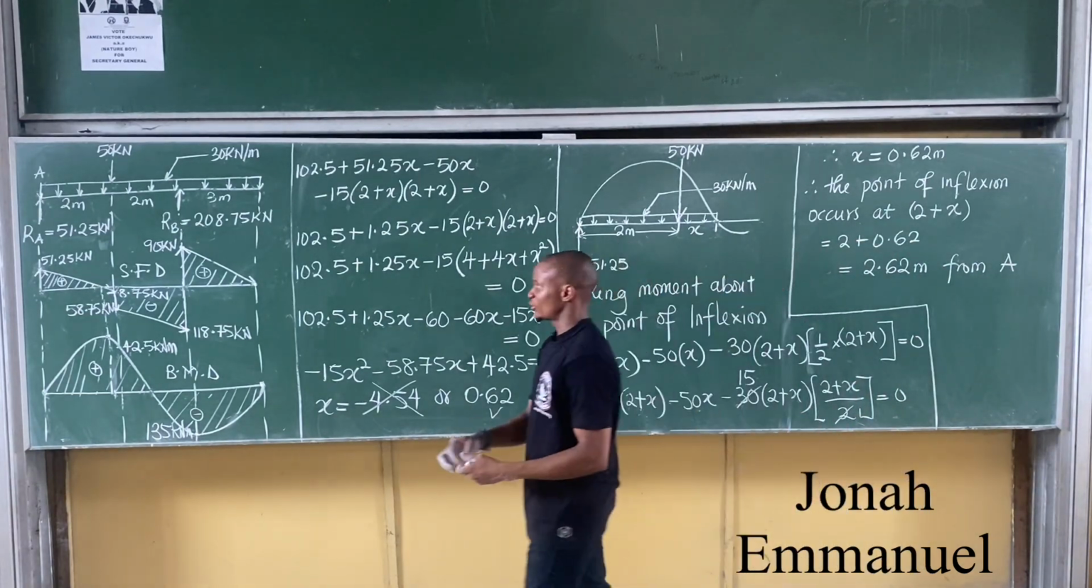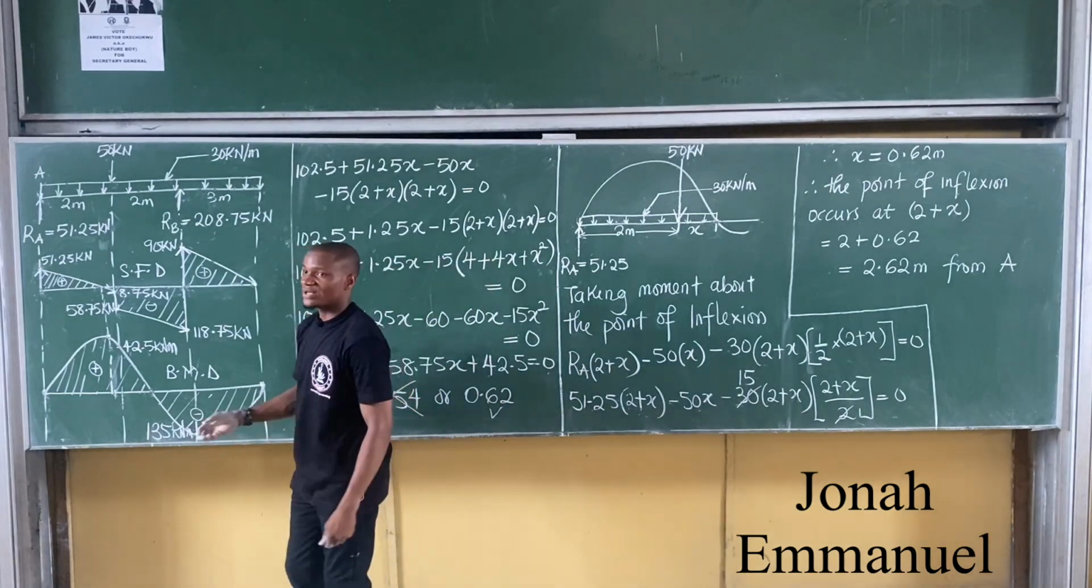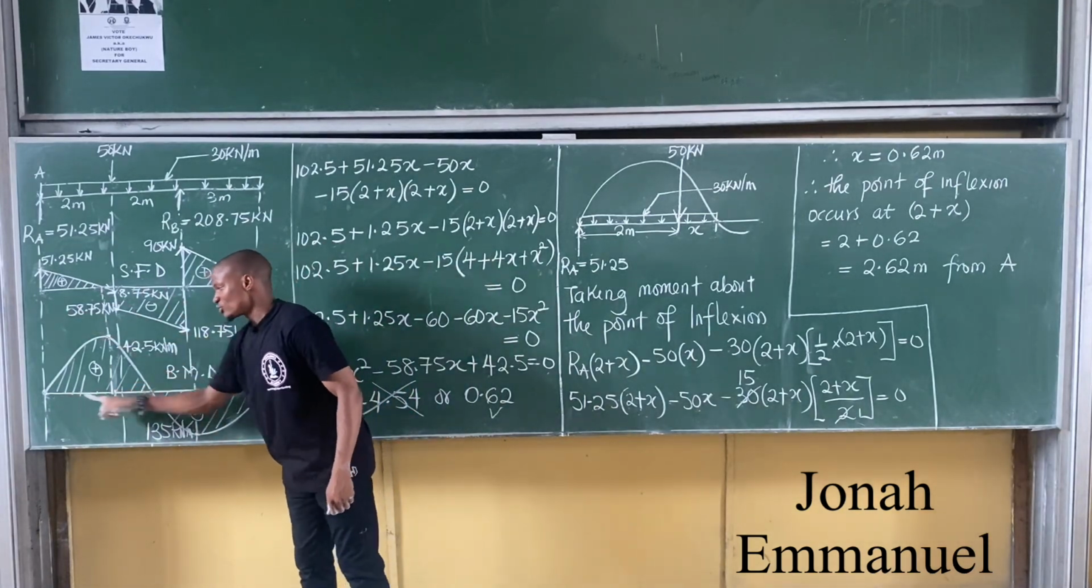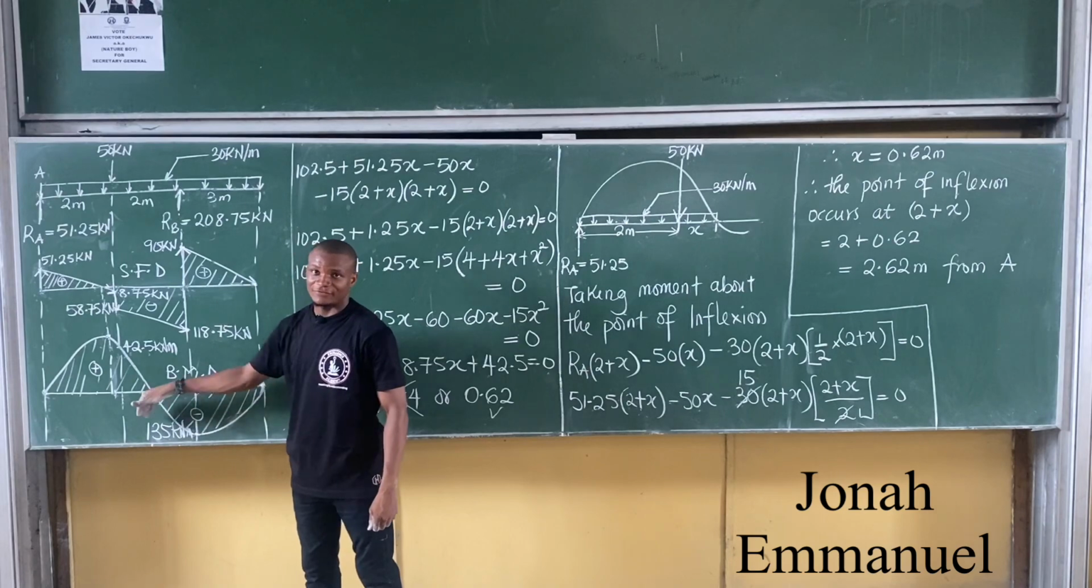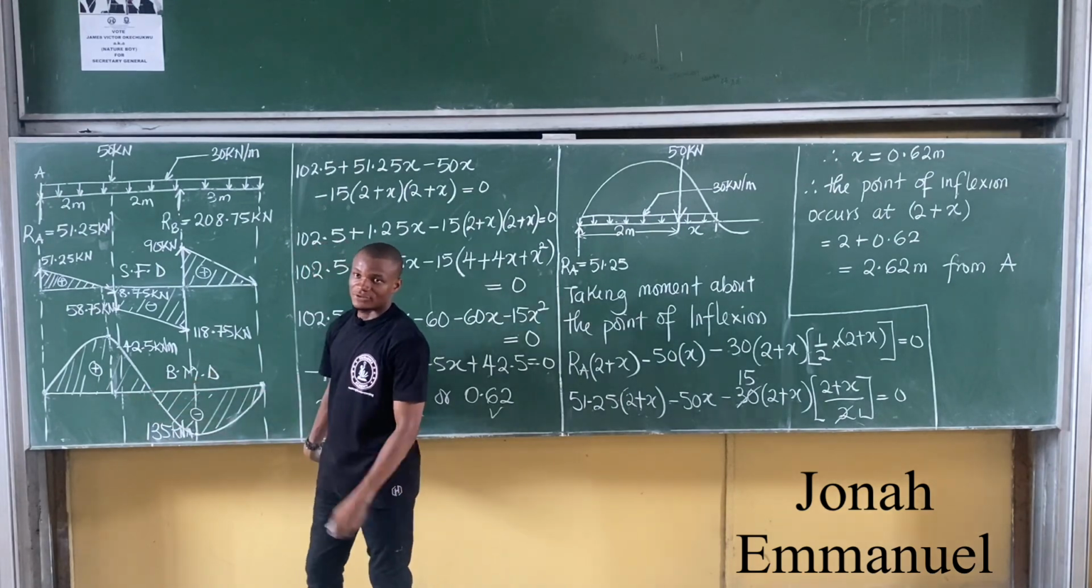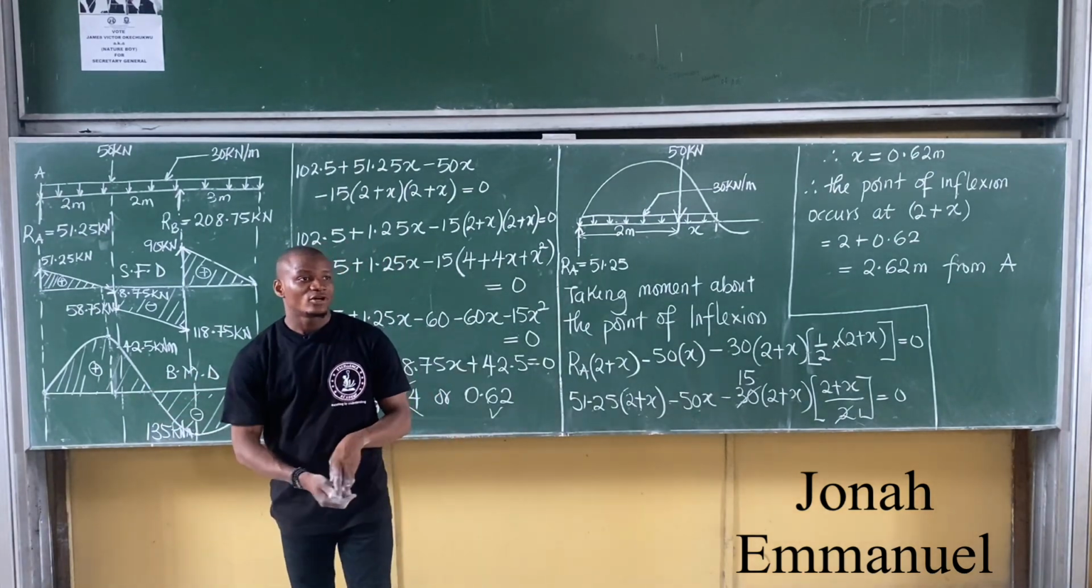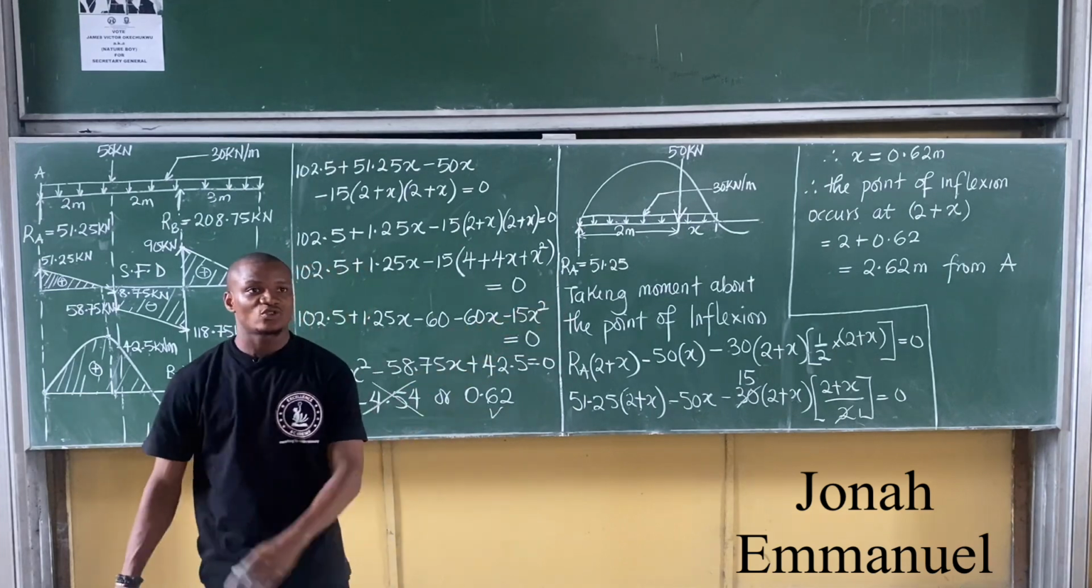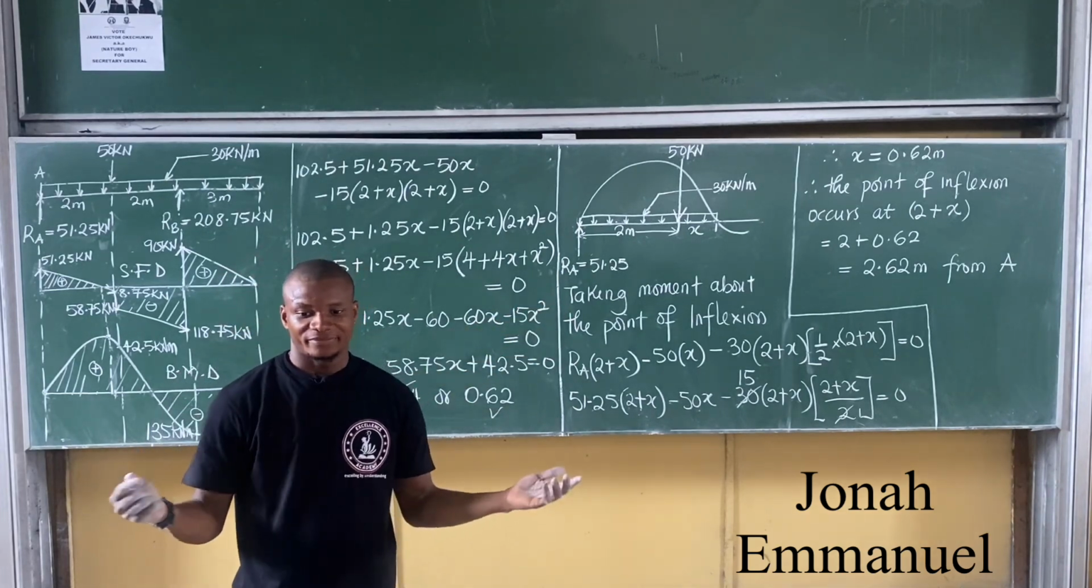The point of inflection, now because I said it should be a value greater than 2, but what there? Less than 4. That's it. So that's how you solve this one, okay? It becomes 2.62 meters from A.